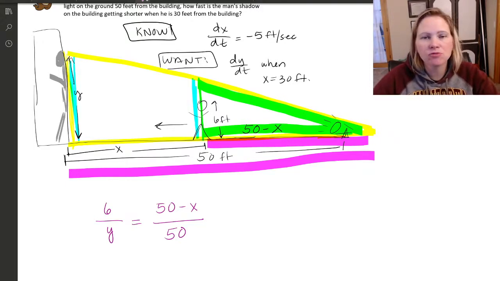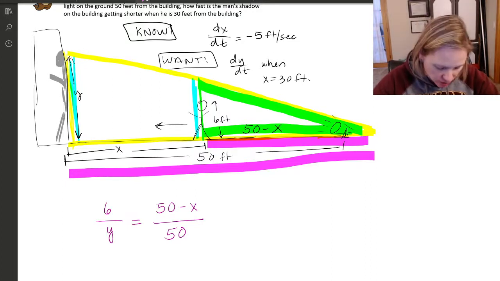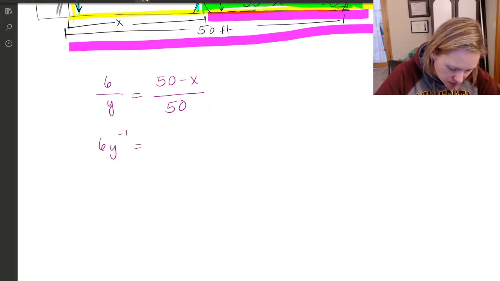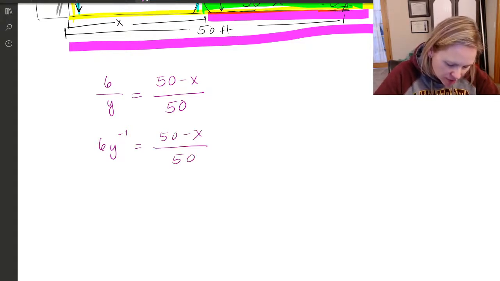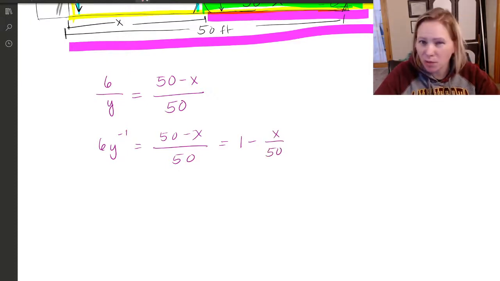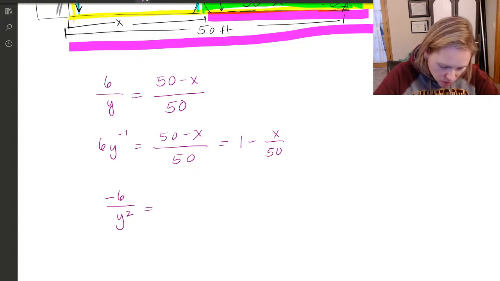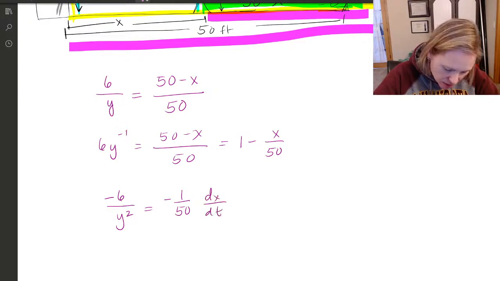Now, I'm going to run into some trouble when I start differentiating with respect to time. Let's see if you can figure out where I'm going to run into trouble. So to differentiate this equation, I'm going to rewrite this as 6y to the negative 1. And then I'm going to go ahead and do my derivative. I'm actually going to simplify this right-hand side also, and I'm going to put each term over 50, and make this 1 minus x over 50. The more I can make something look like a polynomial when I'm doing a derivative, the easier it's going to be on me. So now this derivative ends up being negative 6 over y squared equals, this turns into negative 1 over 50. And I'm going to throw my dx/dt and my dy/dt in.